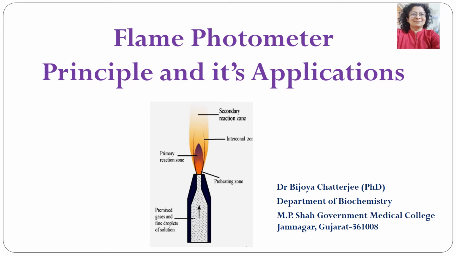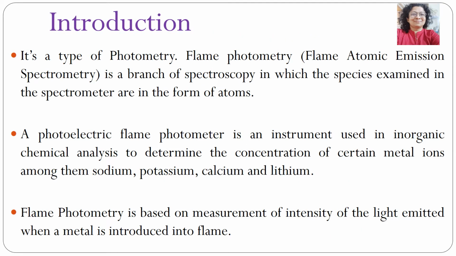In continuation with photometry, today we shall discuss flame photometry, principles and its applications. Flame photometry, also known as flame atomic emission spectrometry, is a branch of spectroscopy in which the species examined in the spectrometer are in the form of atoms. In flame photometry, we are measuring the emitted light, whereas in spectrophotometer, we measure the absorbed light, and in nephelometer, we measure the scattered light.